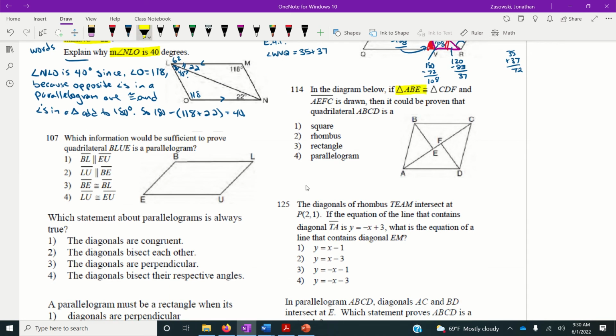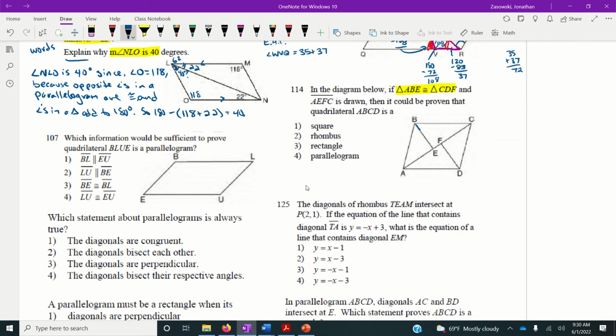So we have two triangles which are equal. We have the line drawn. We want to know what shape this quadrilateral is. So in order to be a rhombus, remember we need all sides to be equal. We don't have two diagonals drawn, so we can't use perpendicular. The rectangle would need these to be 90-degree angles. Square needs to make all that happen.